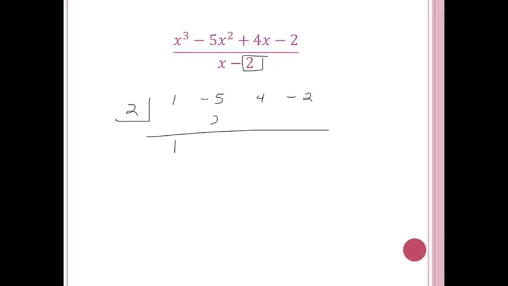2 times 1 is 2. Add these so you get negative 3. Negative 3 times 2 is negative 6. You add those two numbers and get negative 2. And negative 2 times negative 2 is negative 4. And so you get negative 6 as a remainder.